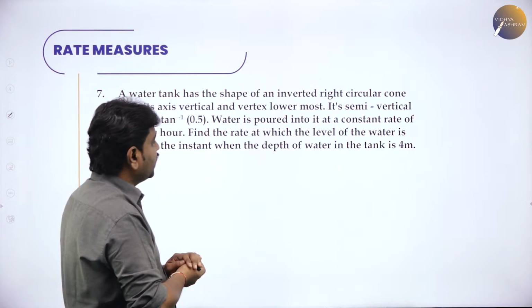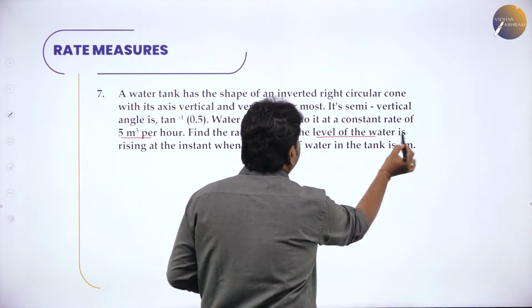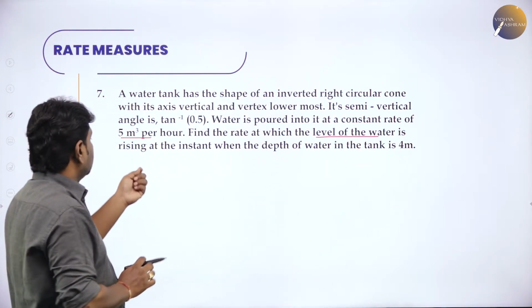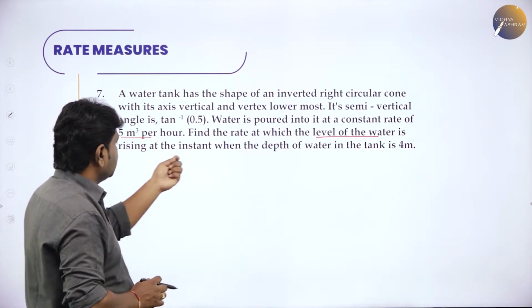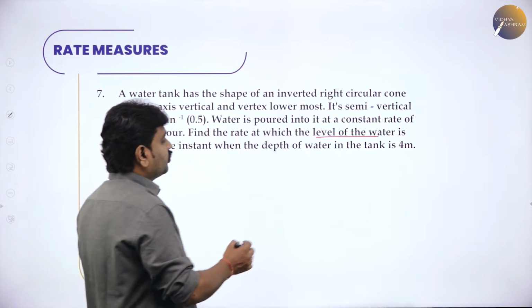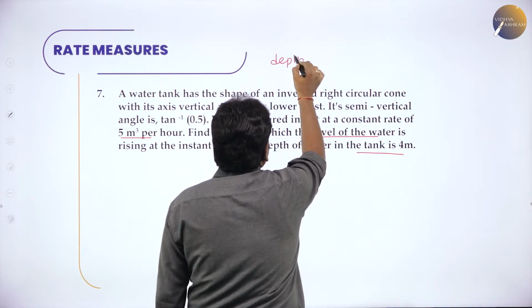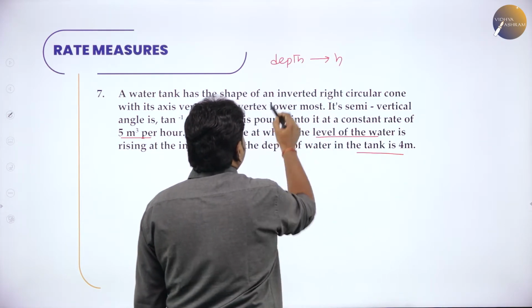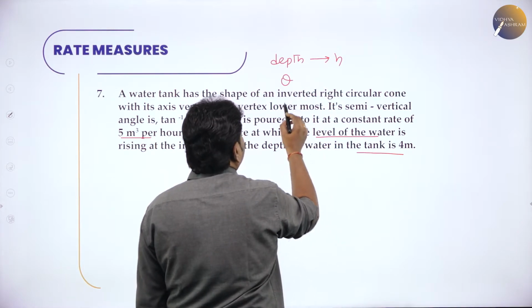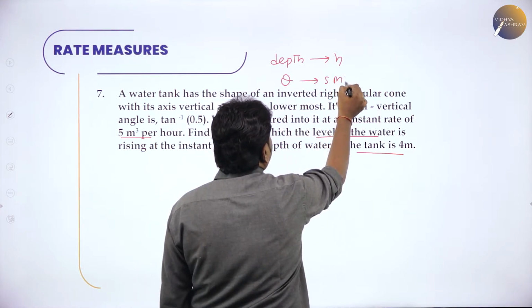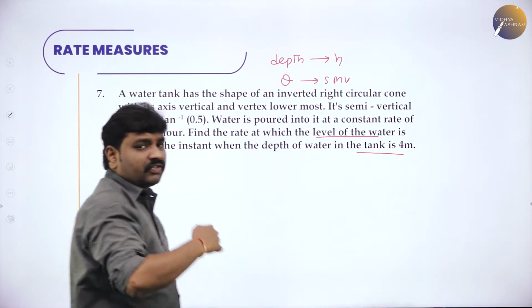Find the rate at which the level of water, meaning height of water, is rising at that instant when the depth is 4 centimeter. See here the word depth stands for what? h, the height of the cone. Semi-vertical angle stands for what? Theta. This is the semi-vertical angle. And level of water means height.